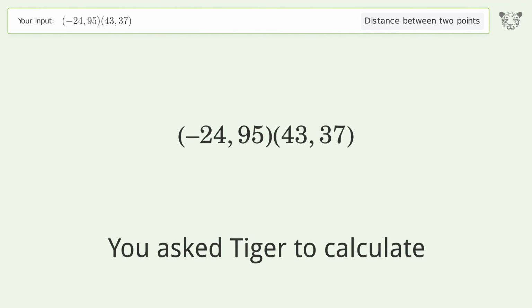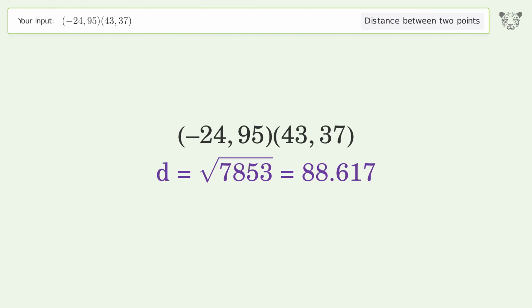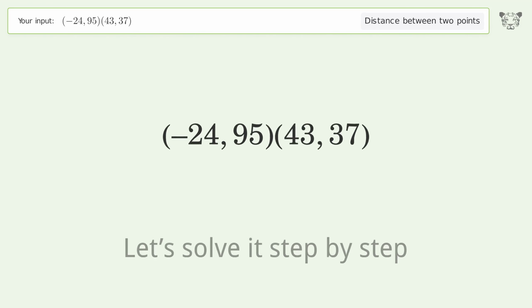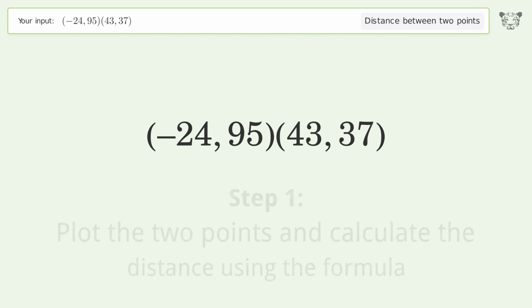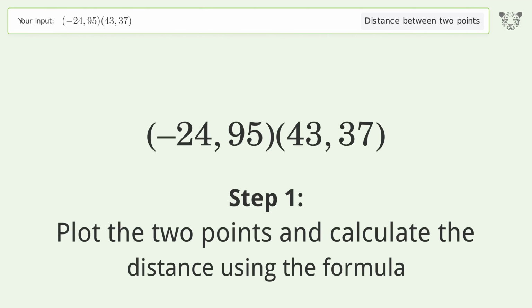You ask Tiger to calculate. This deals with the distance between 2 points. The distance between the 2 points is the square root of 7,853, or 88.617. Let's solve it step by step. Plot the 2 points and calculate the distance using the formula.